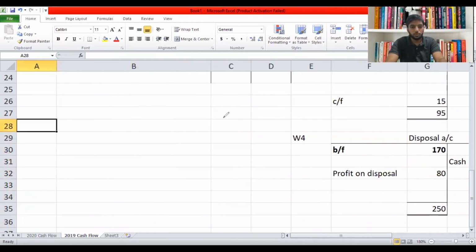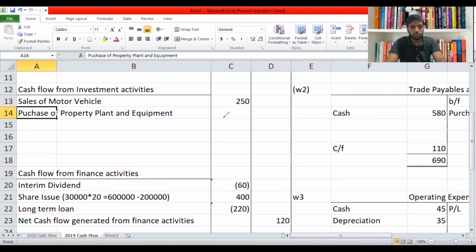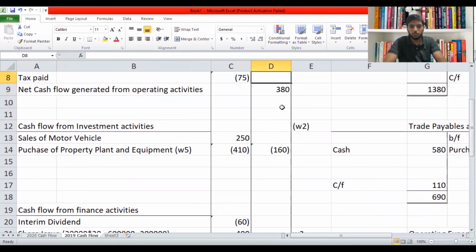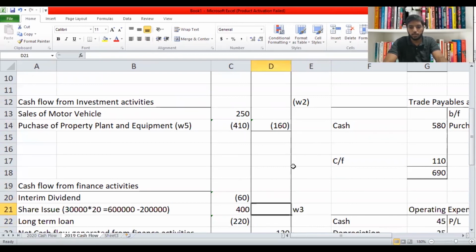So I'll take into my account working number 5, property plant equipment working number 5. You got 410. It's a purchase, so your money is going out of the business, so it's a negative value. So if I take 250 minus 410, I'll get a value of 160, right, guys? So I'll take this as minus 160. Then I have the value of 380 minus 160. What is the value we have? 380 minus 160. Then we have, but I should not put the line, plus 120.